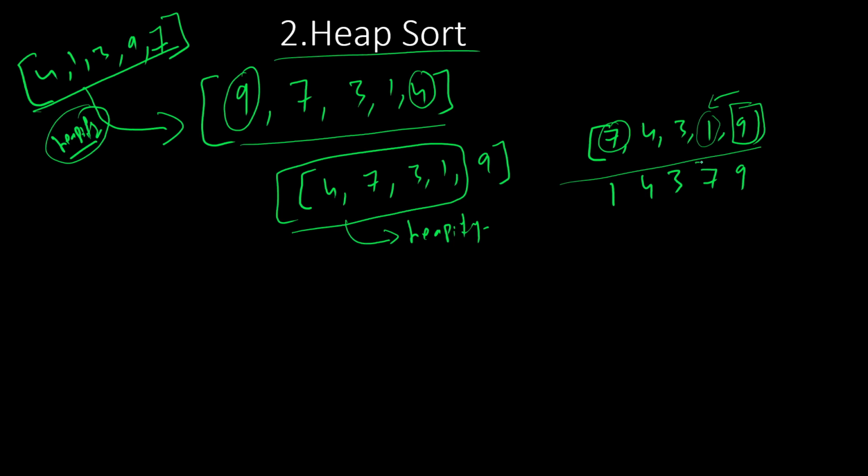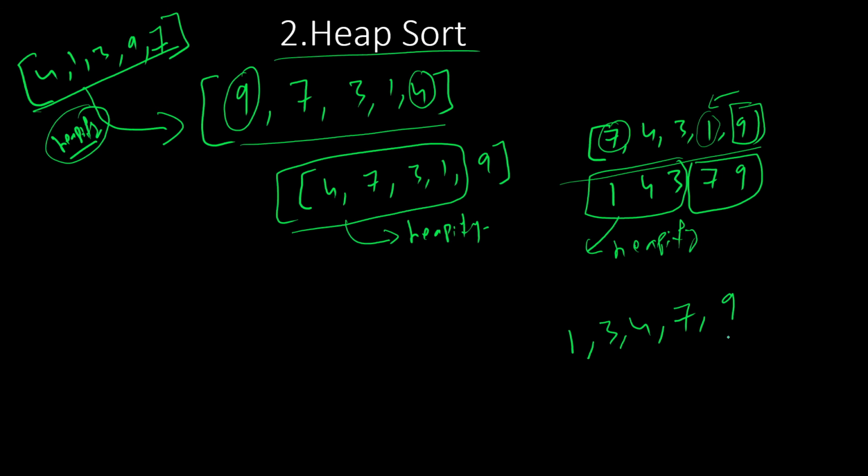Okay. Again, we won't be considering the last two elements. Now the starting three elements are there. We will use heapify on these three elements only. Okay, and we will repeat this process till we get 1, 3, 4, 7, 9. Till we get these elements, we will repeat this process, and this is known as heap sort.